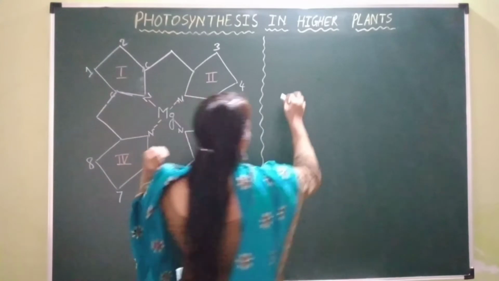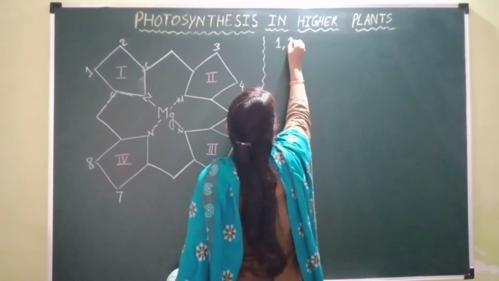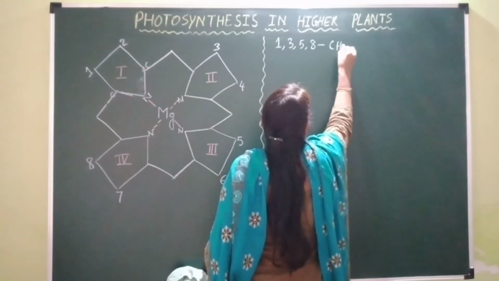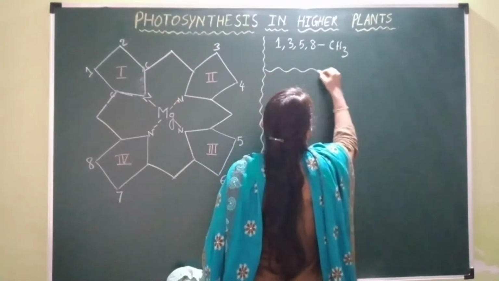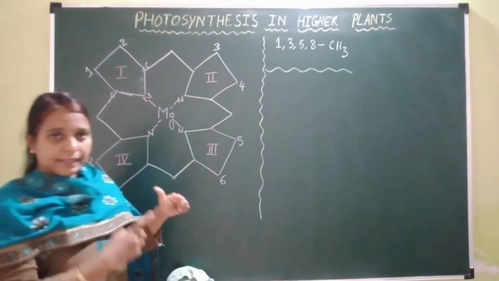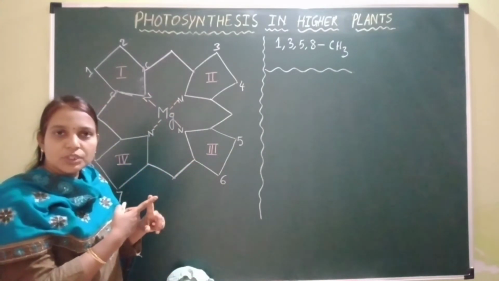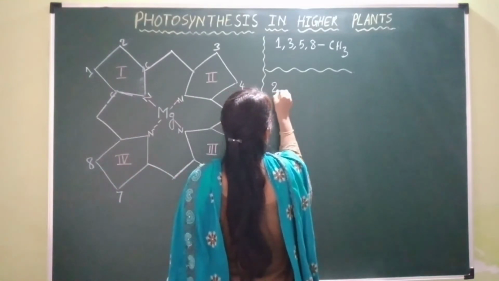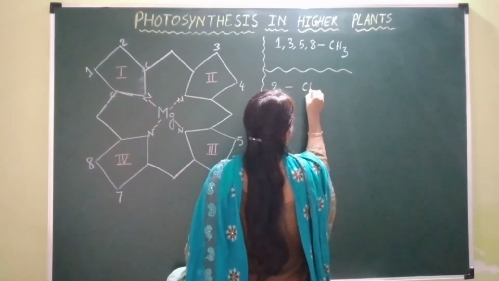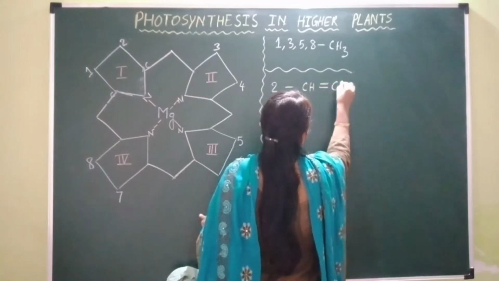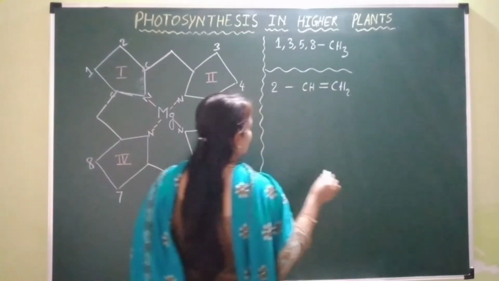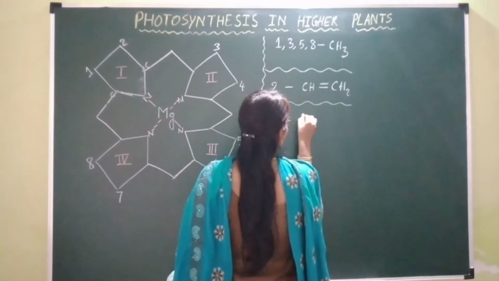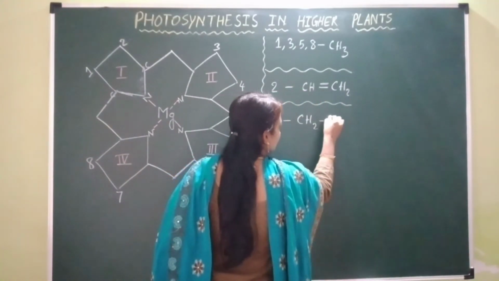Okay, so at first, third, fifth and eighth positions, methyl group is present. Now what is left? Second position is left, fourth position is left, sixth and seventh positions are left. So at second position, vinyl group is attached, that is CH=CH2. Now coming to fourth position. At fourth position, ethyl group is attached, CH2CH3.